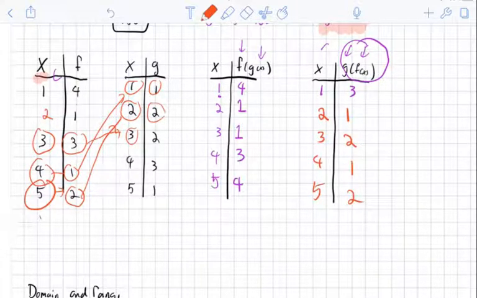Okay, so in the last activity, the one just before this, I was saying that there's a difference between this function and this function.